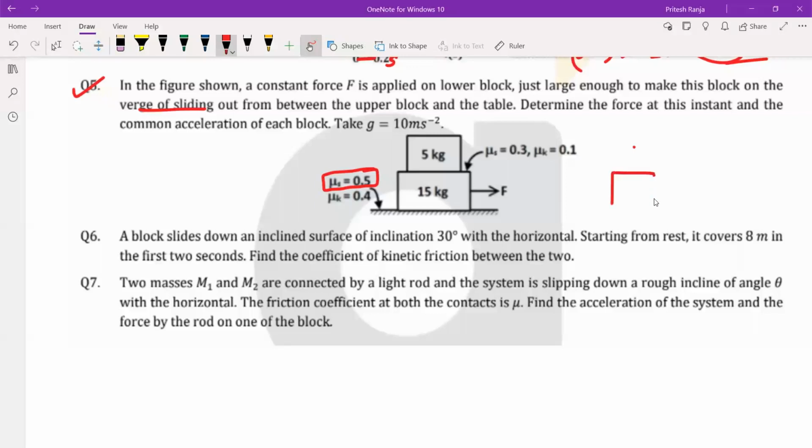First, let us draw the free body diagram of this 15 kg and then 5 kg. So a force F is applied on the 15 kg. So this surface will provide a friction in this direction, right? And let us say the friction created because of this surface is F2. So can anyone tell me that on the 5 kg block, what will be the direction of friction? Will it be to the left or to the right?